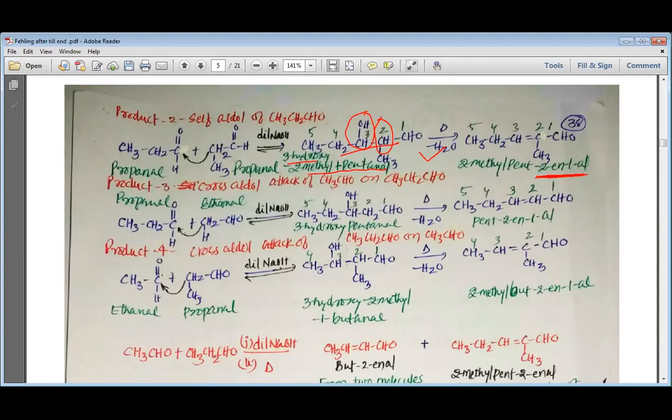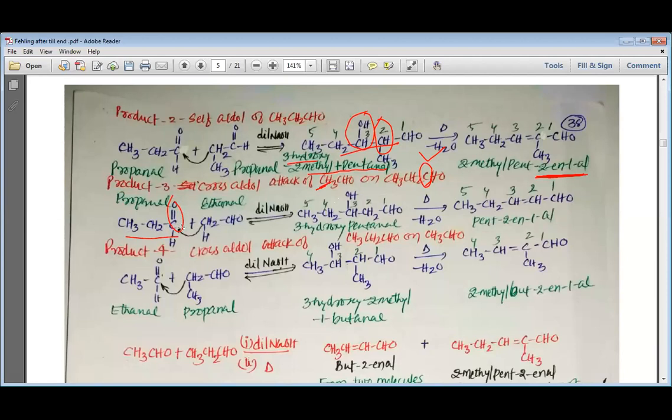Now, my dear students, we want to study product number 3. That will be the attack of CH3CHO on CH3CH2CHO. So here the attack will take place from this carbon, that is the alpha carbon of ethanal. In the same way, my dear students, the attack takes place on the carbonyl carbon of propanal. So you can see that I have written propanal as such.